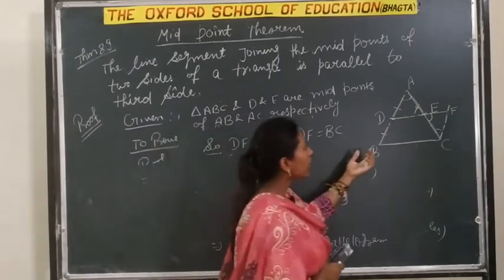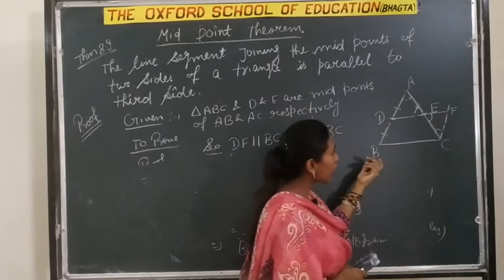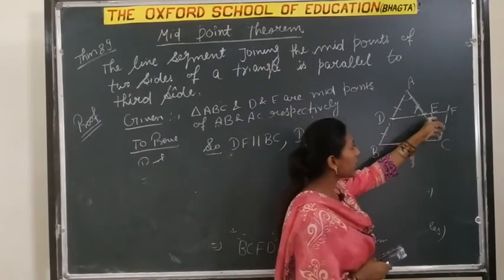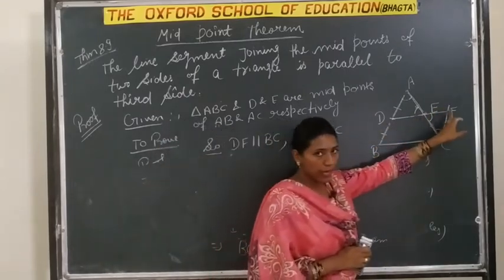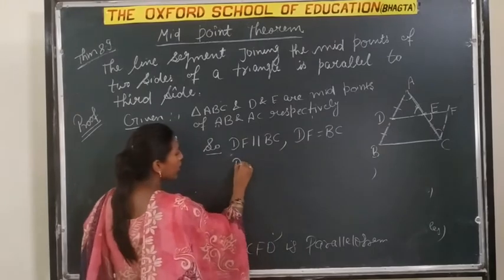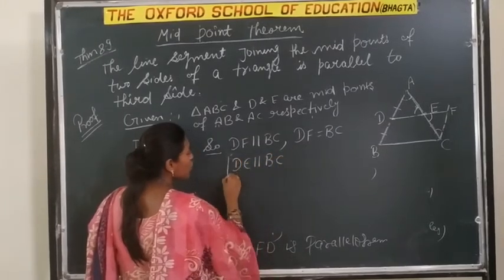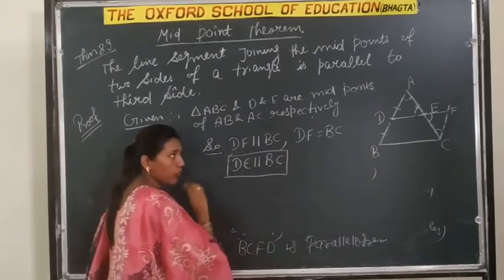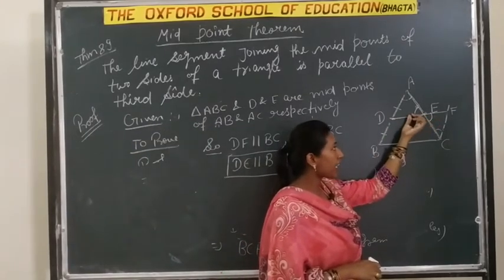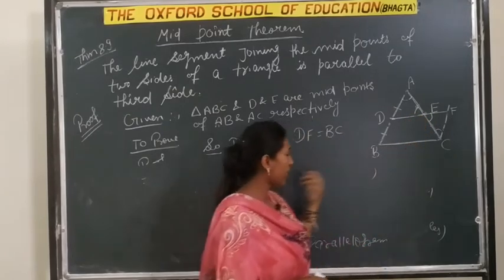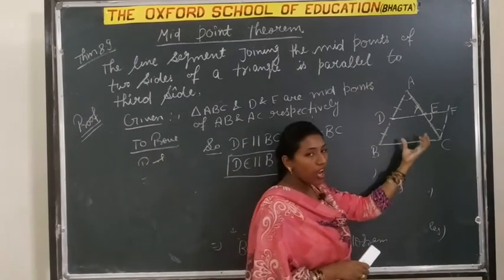Saying DF is parallel to BC is equal to saying DE is parallel to BC, because the line is the same. So we can say that DE is parallel to BC. So our first part is proved: when we join two midpoints, that line will be parallel to the third side. Now we will prove that DE is half of BC.